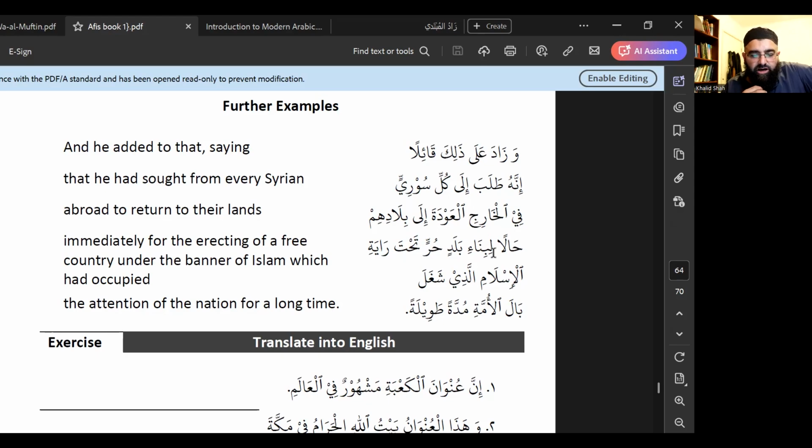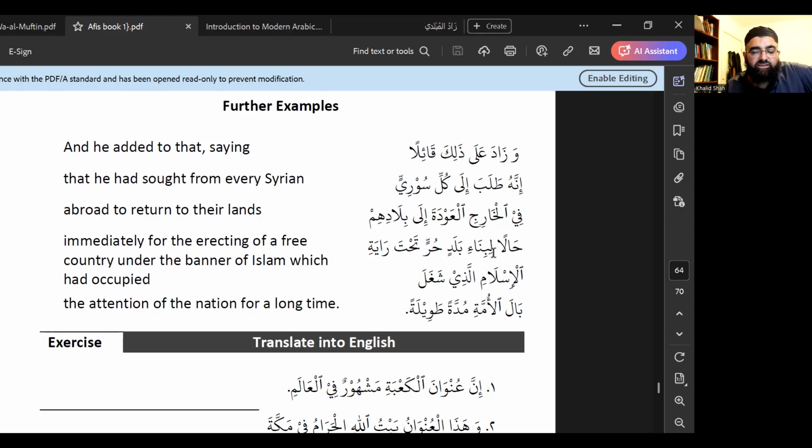which, right, has busied, occupied, بال الأمة, the attention of the ummah. بال الأمة مضاف مضاف إليه, and it's مفعول. The فاعل شغلة is the huwa, right? The huwa, and the bala is an ism, and it's a maf'ul, and it's a mudaf to ummati.